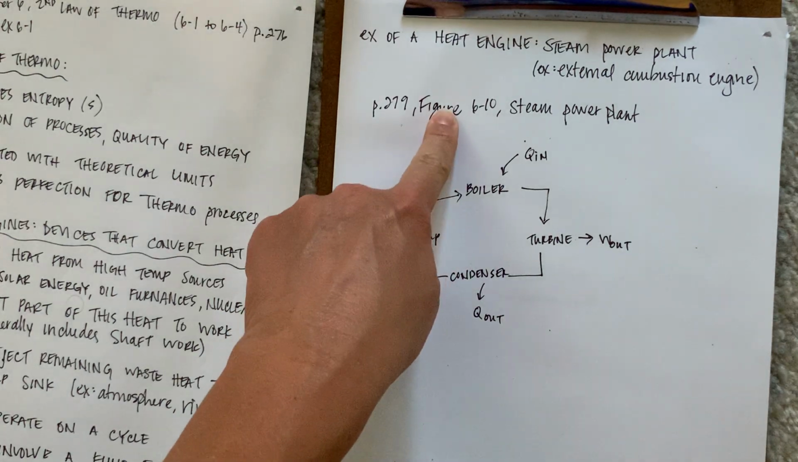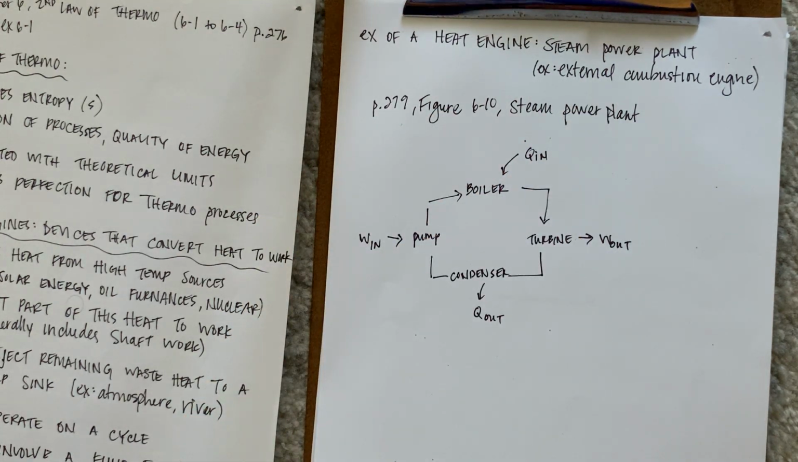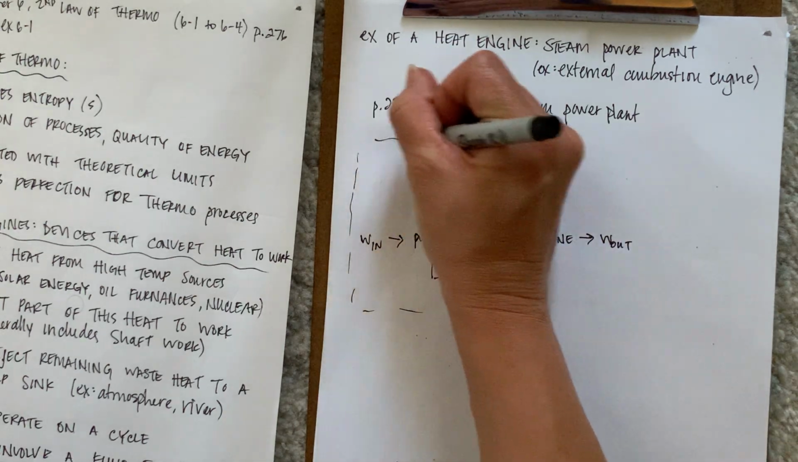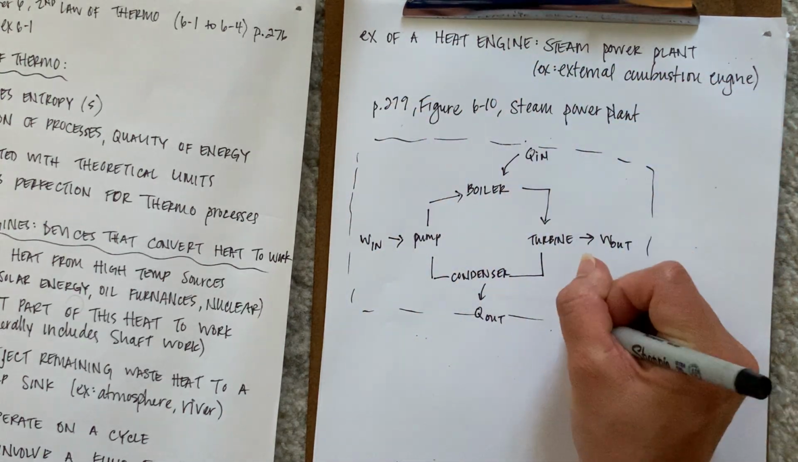So like I said, this is figure 6.10, steam power plant in the chapter. This is a cyclical process. A lot of times when looking at these problems, we define this entire process as our system. So our system boundary is this whole thing.